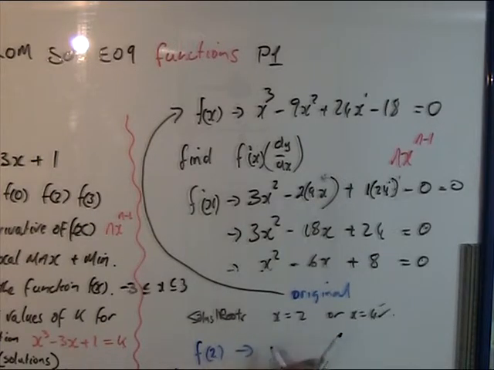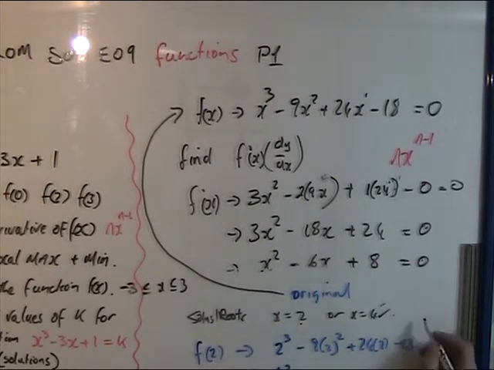And if I put in f of 2, so 2 cubed minus 9 times 2 squared plus 24 times 2 minus 18, and I add them all out, I'm not going to go through it all, but the answer is plus 2. I got the answer 2. So that's one of the solutions.